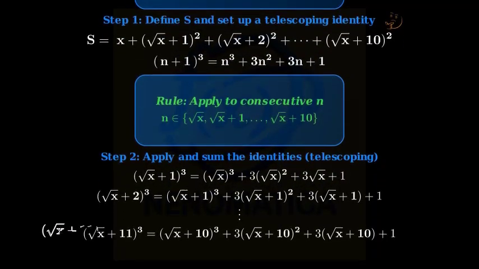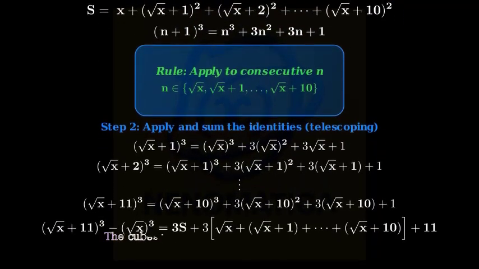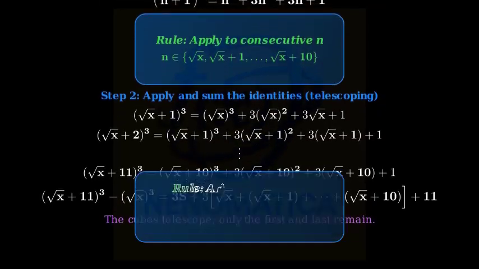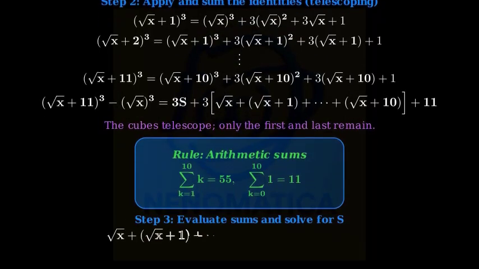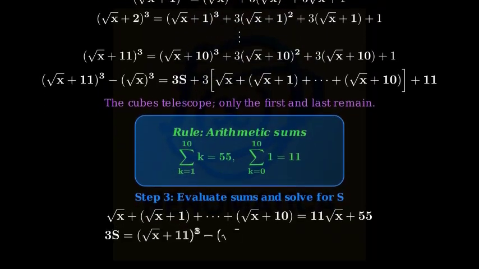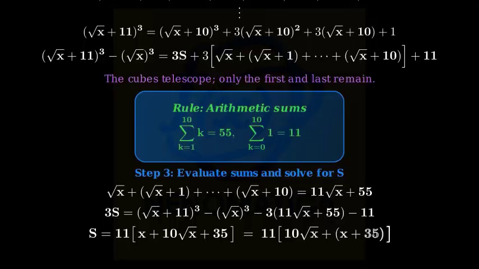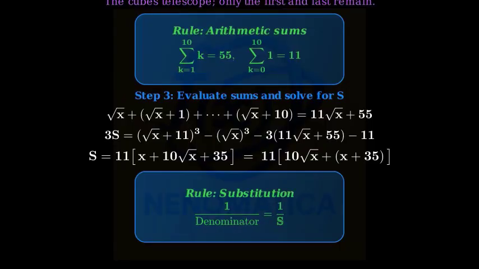Sums of consecutive integers. Step 3. Evaluate the bracketed sum. 11 copies of square root x plus the sum from 1 to 10 equals 55. Then isolate capital S. Replace the denominator by S.